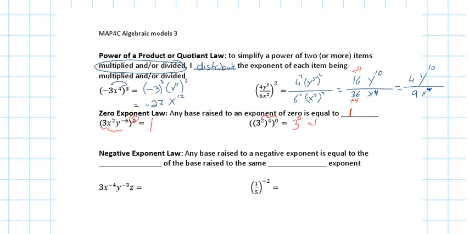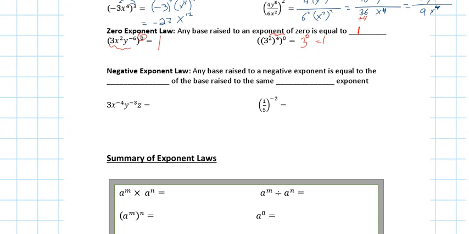Then we come to the negative exponent law. Any base raised to a negative exponent is equal to the reciprocal of the base raised to the same positive exponent. So the word says reciprocal. Do you guys know what the word reciprocal means? The flip, yeah, of the base raised to the same positive exponent. Okay? So basically this is telling you that if you have a negative exponent, you want to flip your base and make your exponent positive. Okay?